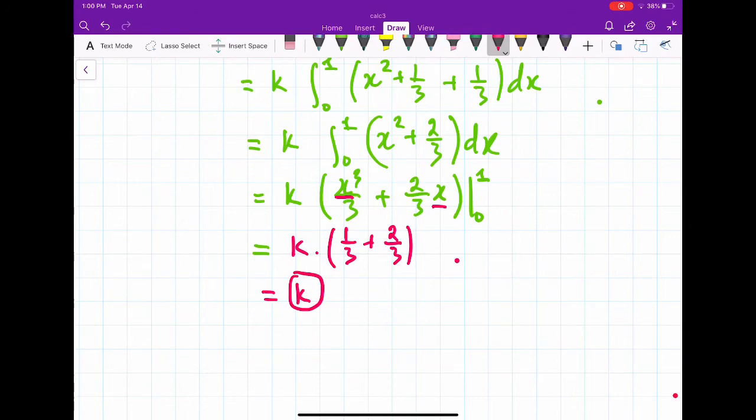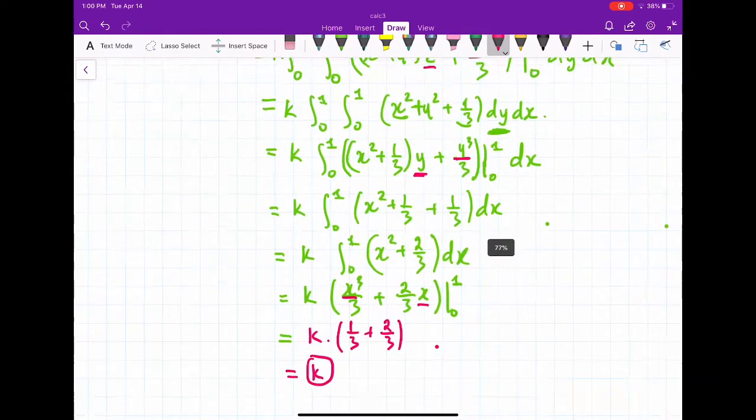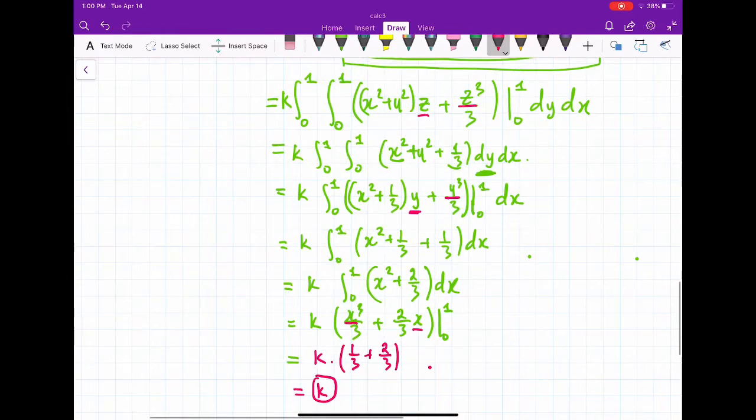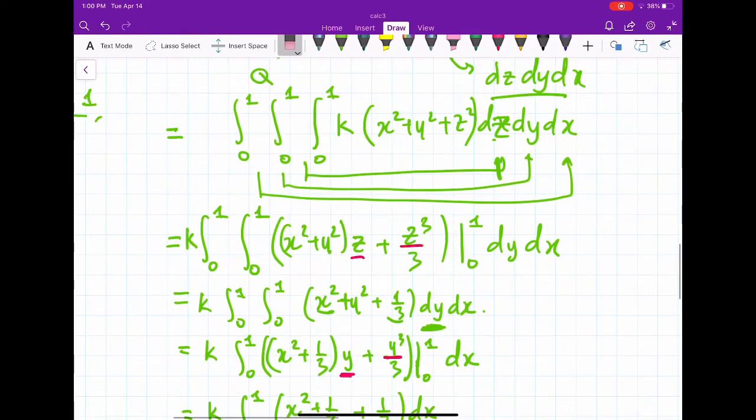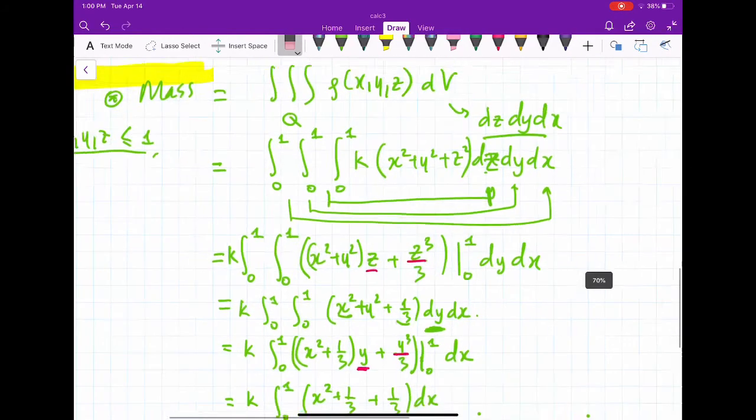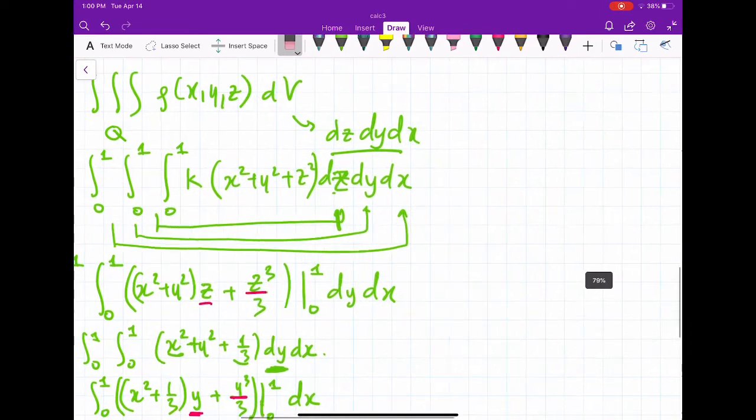Make sense? So, again, we use the formula, and we need to rewrite that into an iterated integral. Then, step by step, we integrate each function. Make sense? Let me show you another way to solve this problem, because the function is very special. I want to mention that because maybe we need that in the future.